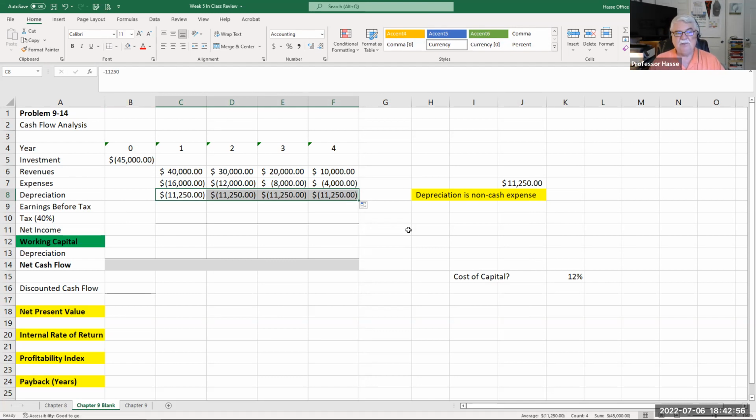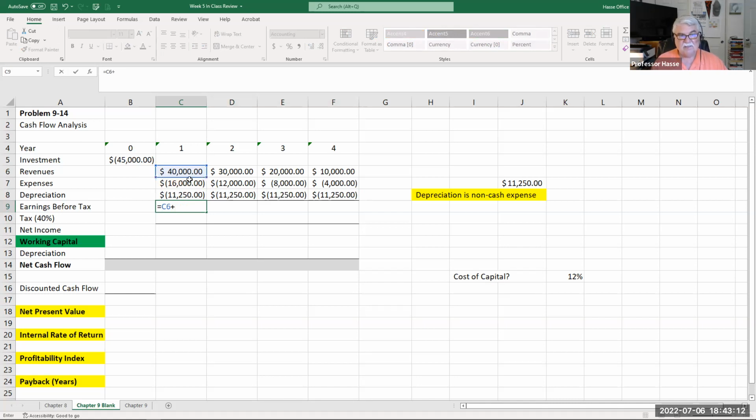So now I have all the ingredients to determine my earnings before taxes. It's the sales revenue plus the negative expenses, and plus the negative depreciation. There's my earnings before taxes. Didn't we do that in assignment 1? We did. Cool. And let's just slide that all the way down.